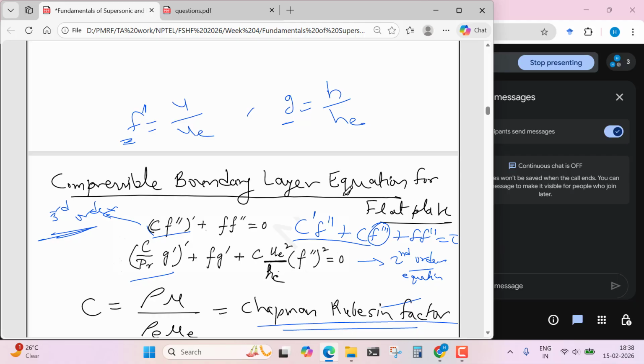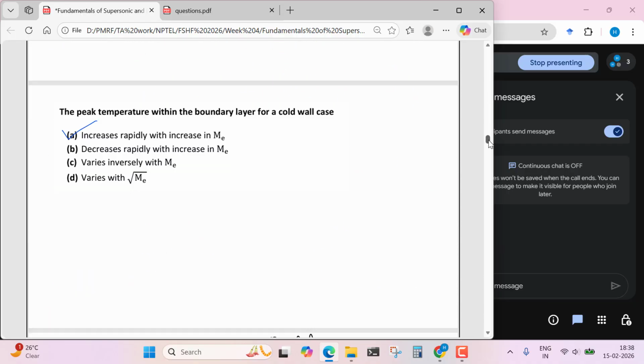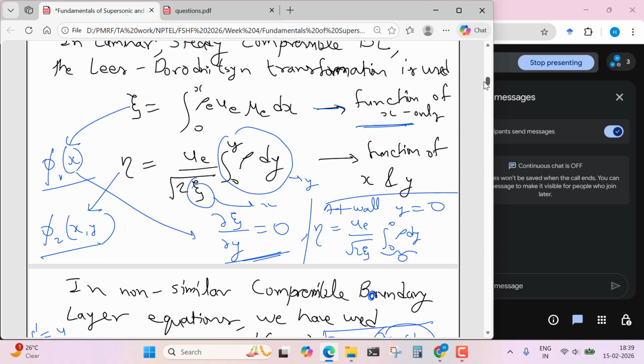Okay, so understood. So this F and G are defined in the xi and eta plane, not in the xy coordinates. Yes, yes. I think I have explained it later also.